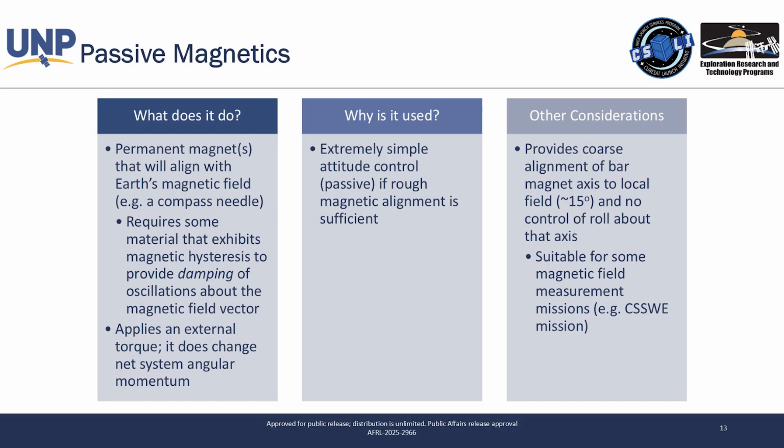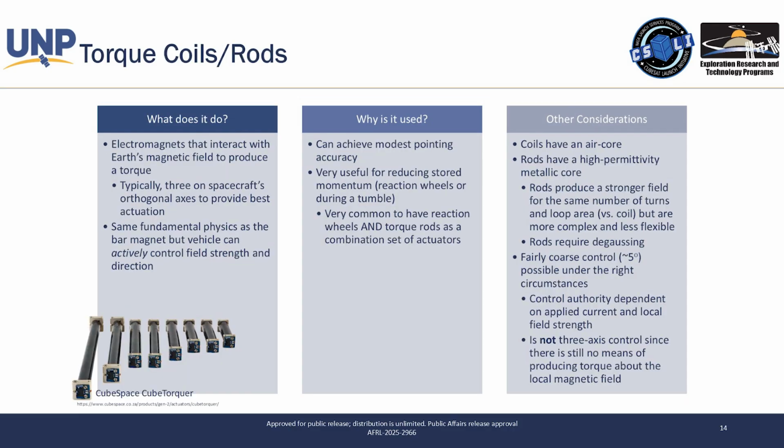There was one student mission called CSSWE out of LASP in Boulder that flew these, and it worked pretty well. But they were measuring magnetic field and some other stuff like that, so they were good with that type of coarse attitude. Torque rods, torque coils: these are electromagnets, and we essentially put a current through a coiled wire. And if you remember your physics 101, right?